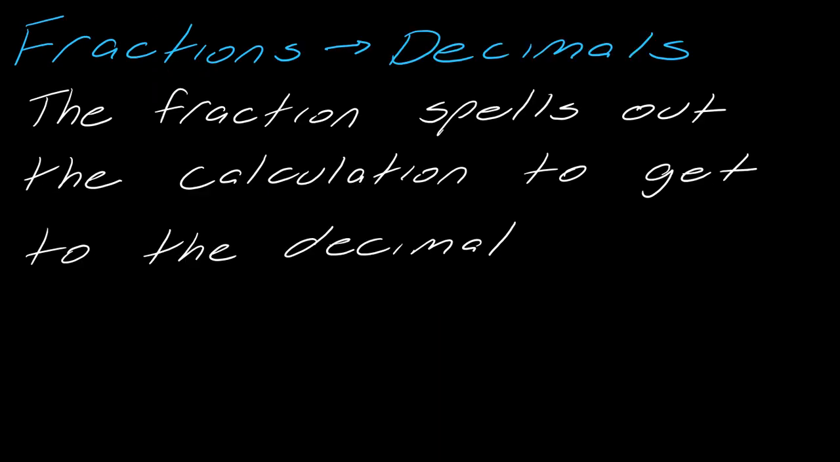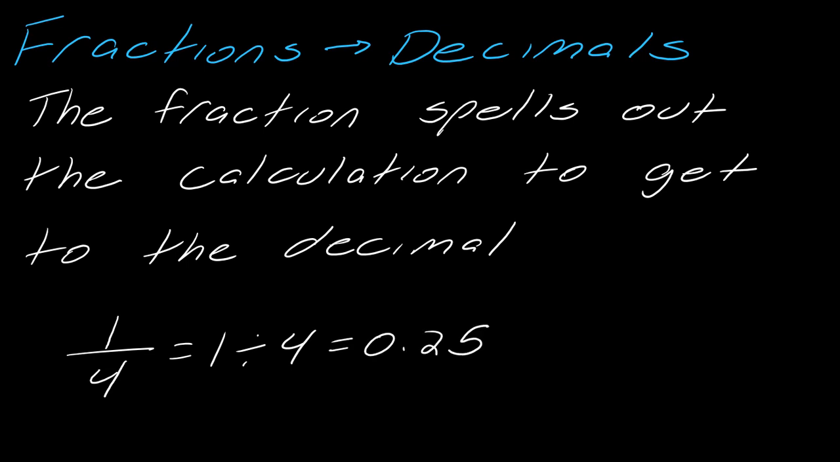So next, let's talk about fractions to decimals. The fraction actually spells out the calculation to get to the decimal. It's actually nice and simple. If I have something like 1/4, the other way that you could read this is literally 1 divided by 4. That's literally how you can read a fraction, 1 divided by 4. If I were to complete this calculation, that would come out to 0.25. You can just use a calculator to help you with that, so you don't have to think too much more into that. Maybe you have to round, and we'll work through that in a moment.